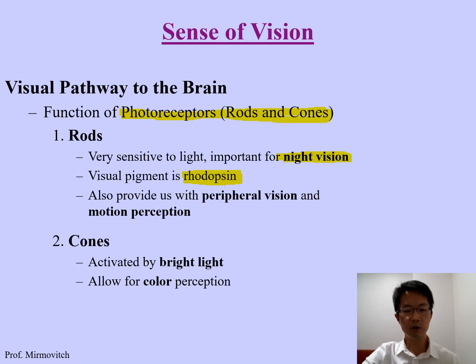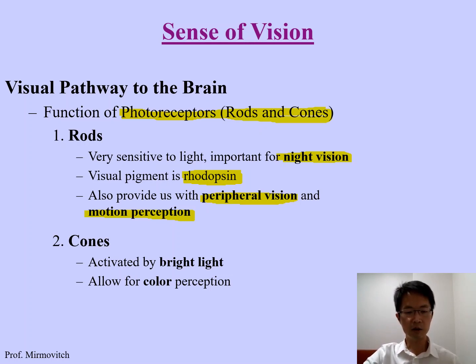You may consider rhodopsin is a form of retinal. It provides peripheral vision. Why? Because the rod cells are usually located at the surrounding or the periphery of the retina, and it's for motion detection. That's why when something is moving on the side of your so-called visual field, it is easier to detect. But if it's something that's moving in the center, it is more difficult to detect.